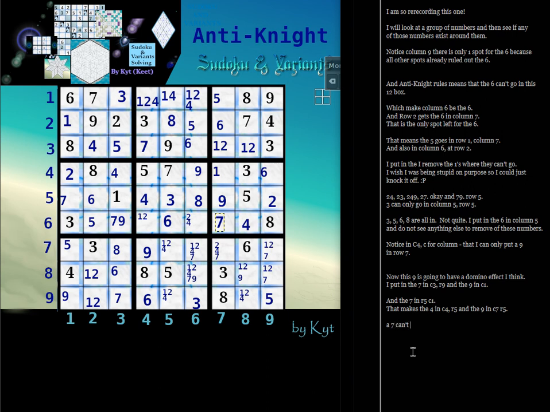A 7 can't go in the same column as a 7, so I put the 4 there and the 7 in column 7.